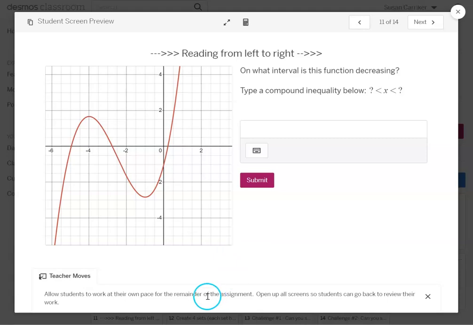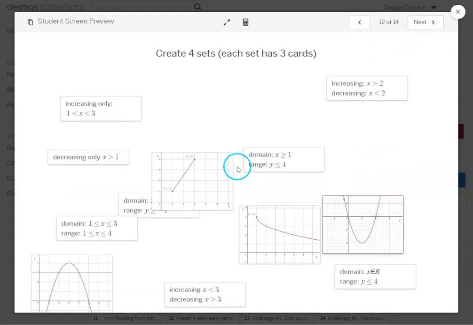At this point, I would open up all the screens to all of the activity, all sides, and let them go back as needed to look at answers and review their work, correct, finish, because I would have been restricting them a lot up to the end of this assignment. So I do want them to have the ability to go back.